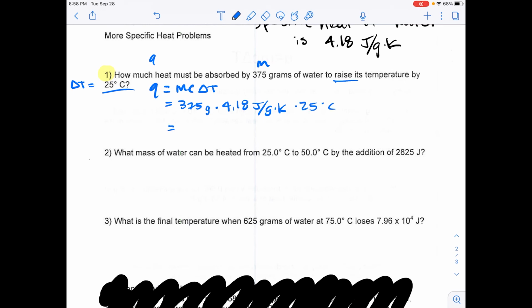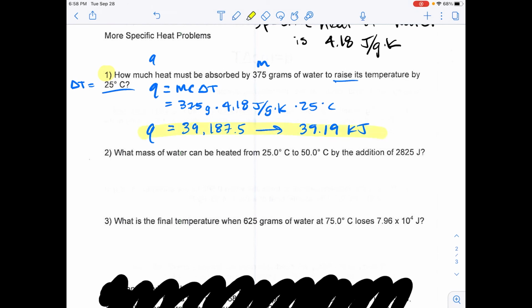So you plug all those numbers in, and you get a large number, but it's not a very large energy. It's 39,187.5 joules. You could also convert it to kilojoules if you want to, just divide by 1,000. So you would have 39.19 kilojoules if you are into writing things as kilojoules.